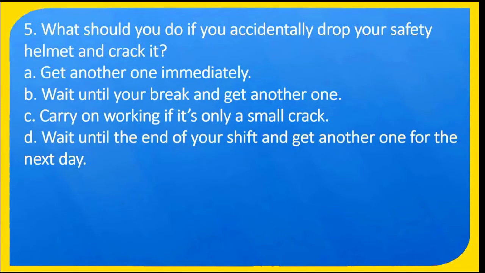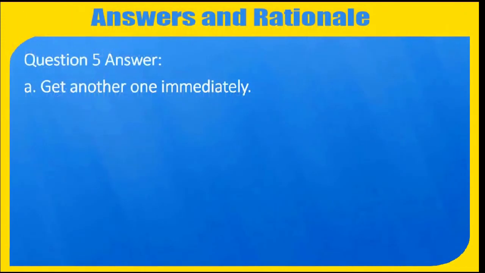Question 5. What should you do if you accidentally drop your safety helmet and crack it? A. Get another one immediately. B. Wait until your break and get another one. C. Carry on working if it's only a small crack. D. Wait until the end of your shift and get another one for the next day. Question 5. Answer. A. Get another one immediately.